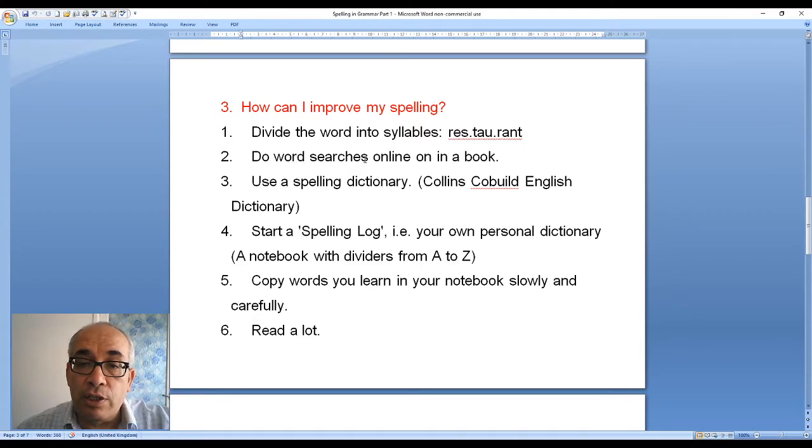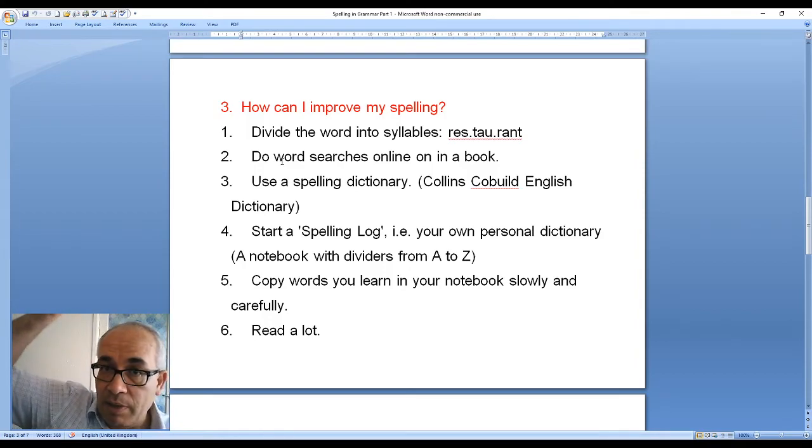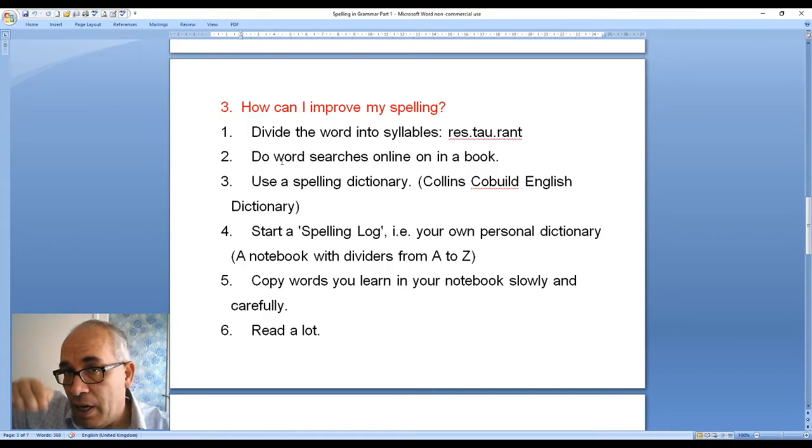Do word searches online or in a book. You go to google.com and you type word searches and you have to join the letters, maybe down, maybe up, maybe this way, diagonal. So if you do word searches, you can improve your spelling.